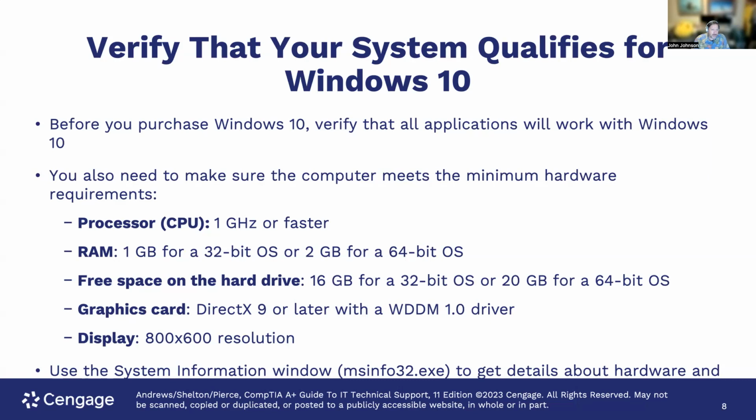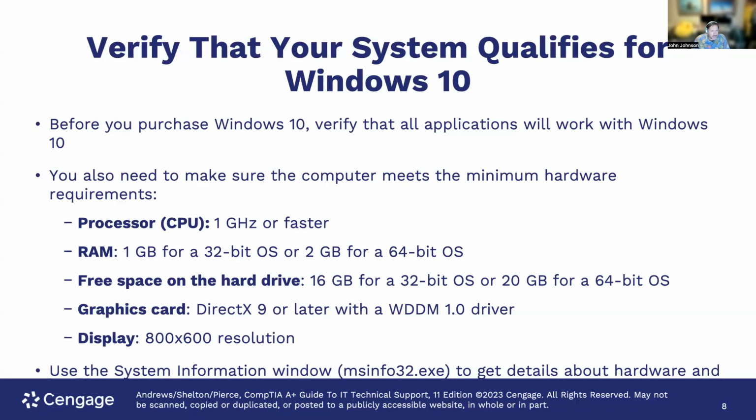RAM, you've got to have 1 gigabyte for a 32-bit operating system, or 2 gigabytes for the 64-bit version. Then the free space on the hard drive, 16 gigabytes for a 32-bit installation, or 20 gigabytes for a 64-bit OS. Graphics card, DirectX 9 or later with WDDM 1.0 driver, and your display is going to need to be 800 by 600 resolution. So yeah, you can use the System Information window, msinfo32.exe, to get details about the hardware and software.